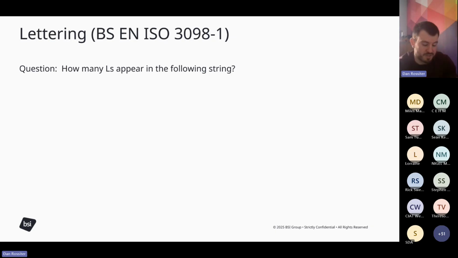So we're going to have a quick little quiz. Type in the chat if you're brave enough to have a go. How many L's do you think are in this string of text that you can see on the slide? It's used in Arial. Many companies use Arial as their standard font. So I wonder if anyone can have a guess at how many L's are in there.